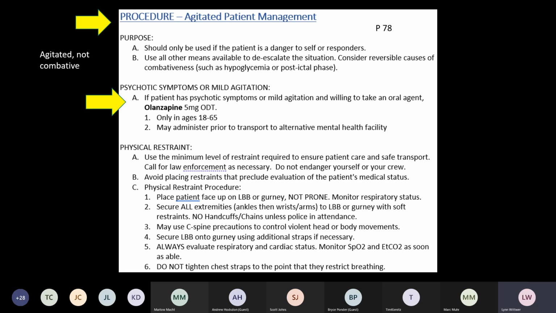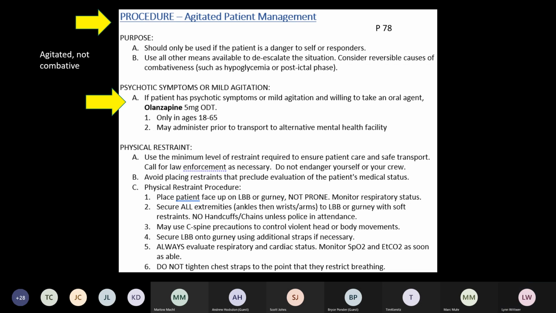So in our agitated patient management, this should be used only if the patient's a danger to self or to responders. Use all of the means available to de-escalate the situation. Consider reversible causes of combativeness, such as hypoglycemia, post-ictal phase, etc.